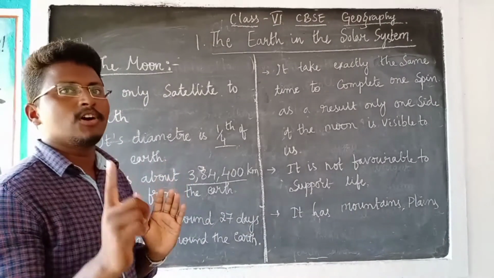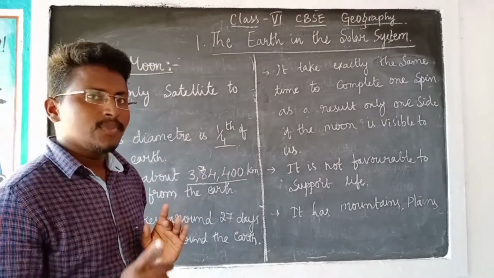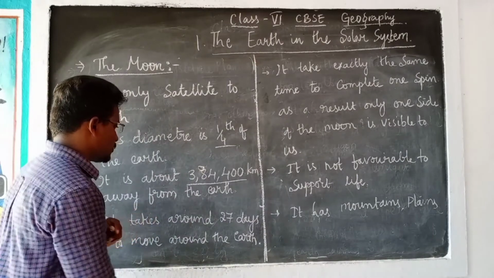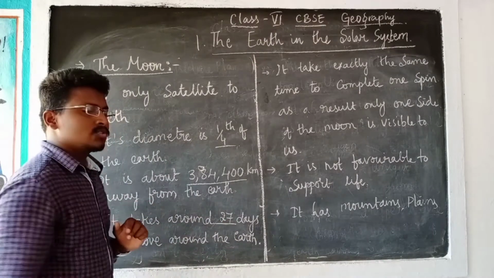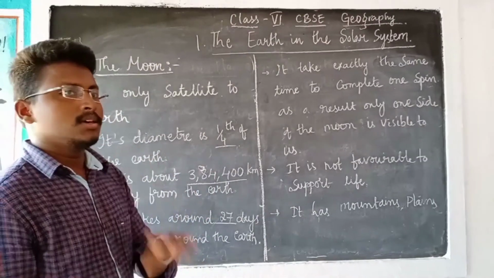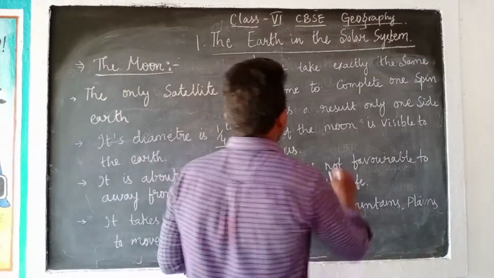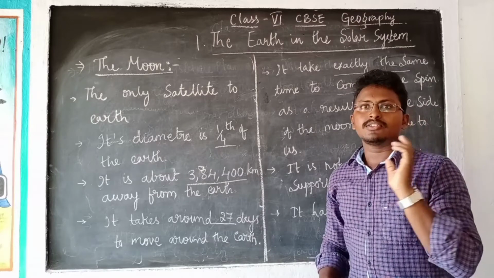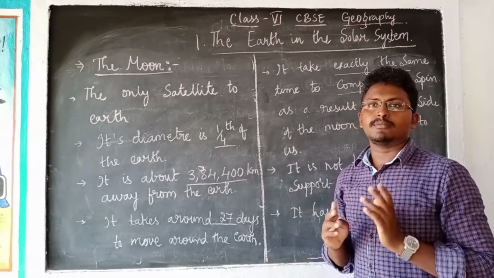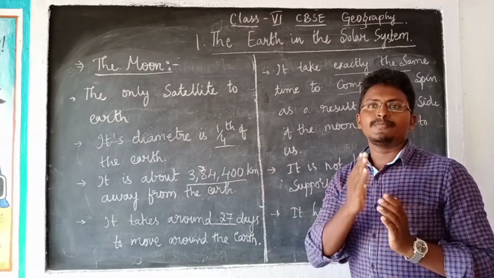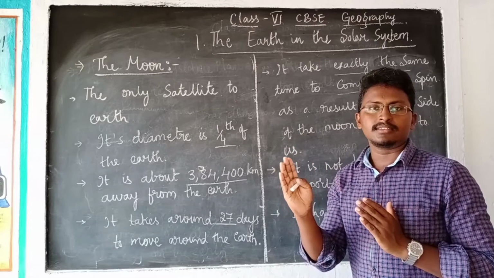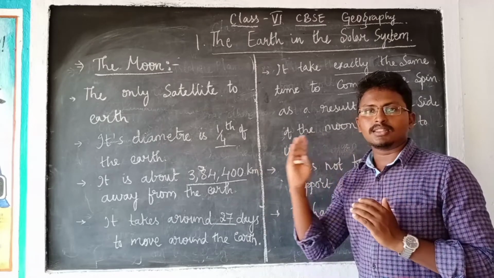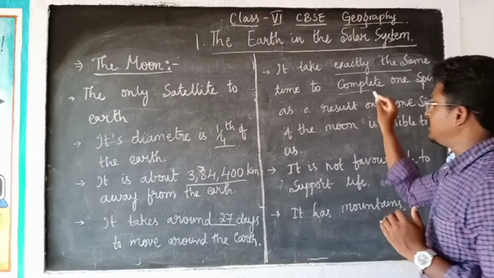This moon revolves around the earth. How many days does it take to revolve around the earth? It takes 27 days. At the same time, it takes exactly the same time to complete one rotation on its own. That means rotating on its own takes 27 days, and revolving around the earth also takes 27 days.